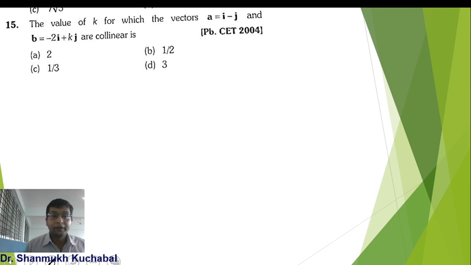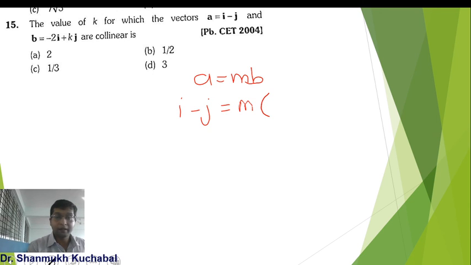The value of k for which the vectors a equals i minus j and b equals minus 2i plus kj are collinear. Since a and b are collinear, we have a relation a equals m times b. So we substitute: a is i minus j, m as it is, and b is minus 2i plus kj.